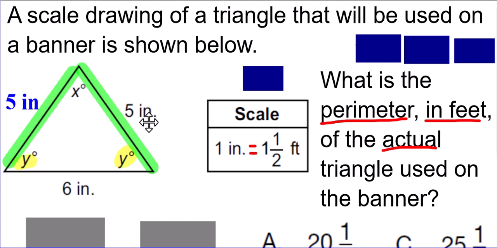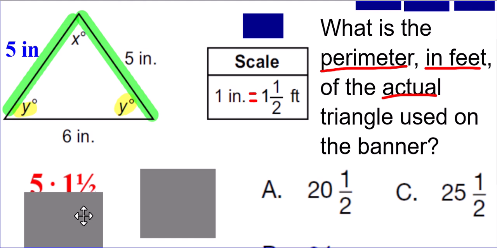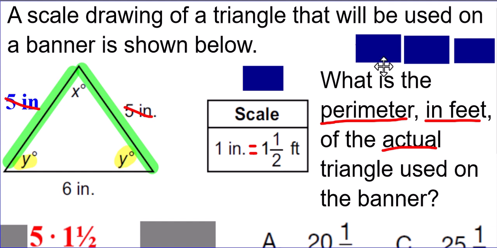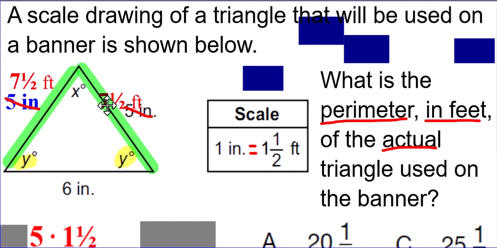But before you add these measurements together, let's use the scale. Every 1 inch is equal to 1.5 feet. So let's take the 5 inches, multiply by 1.5. How many feet do I then get? 7.5 feet. So what I'm going to do is use my pencil here, and cross out those measurements of 5 inches and replace them with what they are in actual real life, which is 7.5 feet. So boom and boom.